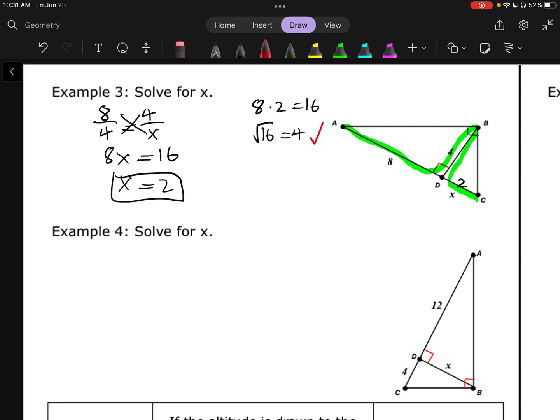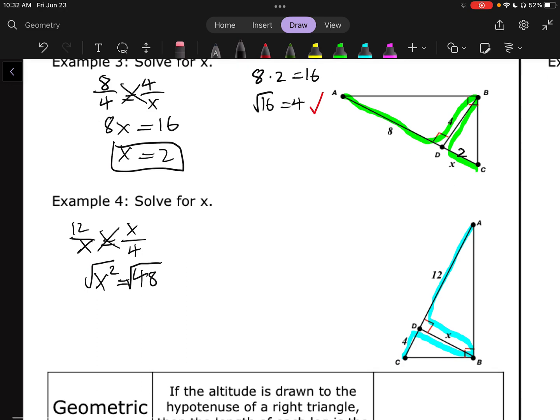Okay, this one. Let's see what we're doing here. Down one of the pieces of the hypotenuse, down the altitude again, down the other piece. So that was 12 over x equals x over 4. When we cross multiply this time, we do get an x squared, and 12 times 4 is 48. Now, unfortunately, on this one, when we take the square root, 48 is not a perfect square, so we don't get a good number. So now we've got to remember how to simplify some radicals.